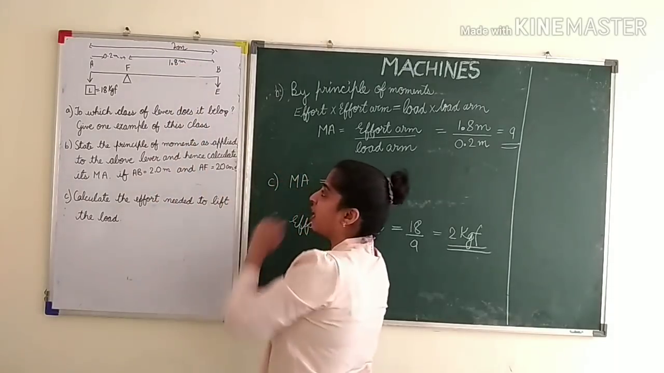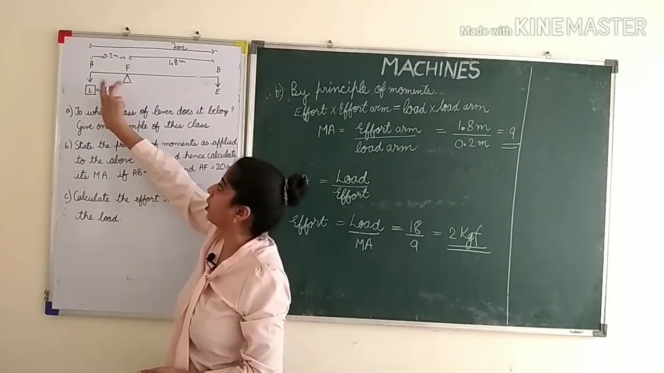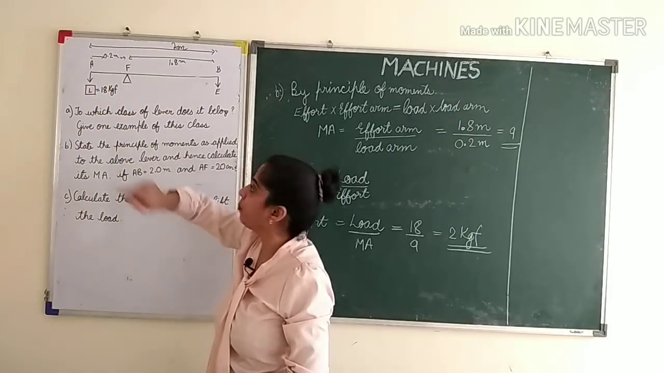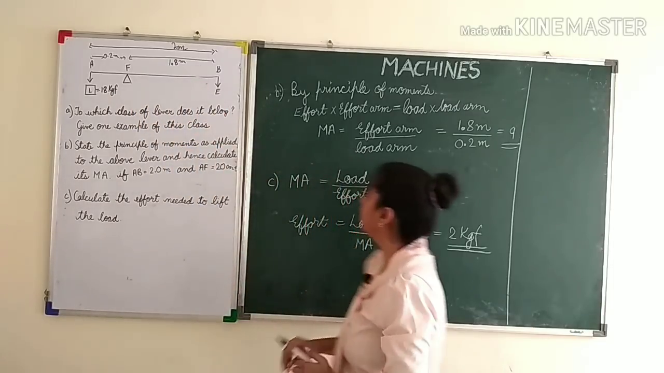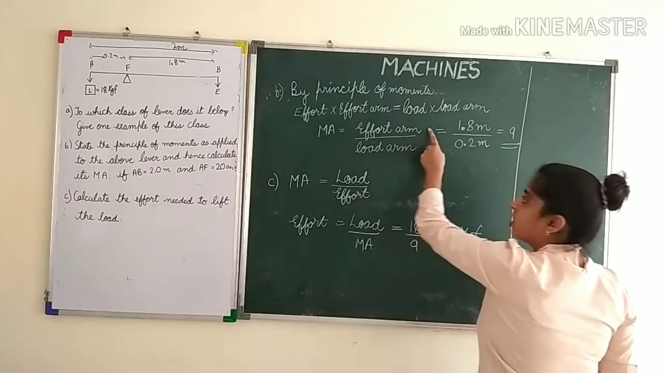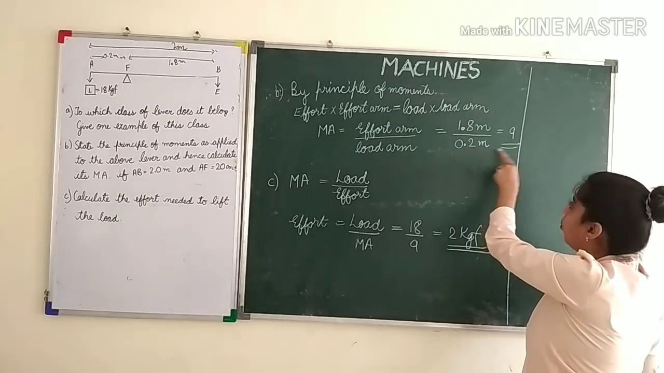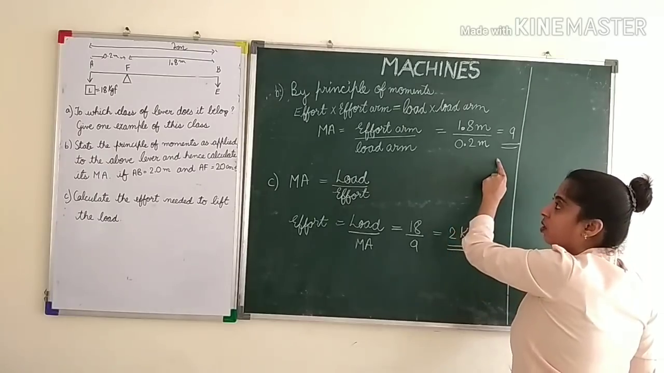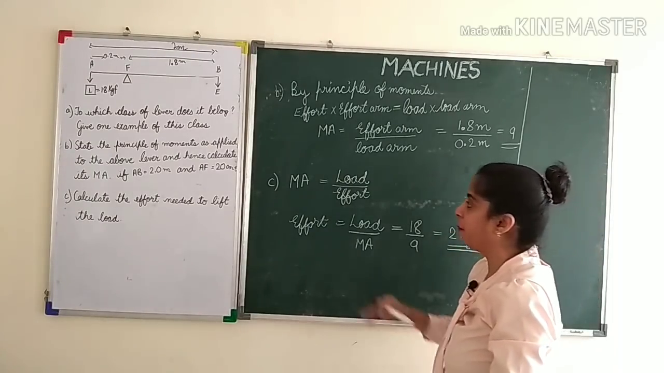So now from this diagram we can say that load arm, that is distance between load and fulcrum, is 0.2 meter and effort arm is 1.8 meter. Right? So mechanical advantage is effort arm upon load arm. So 1.8 meter upon 0.2, which is 9. So here the mechanical advantage is more than 9. It will act as force multiplier.